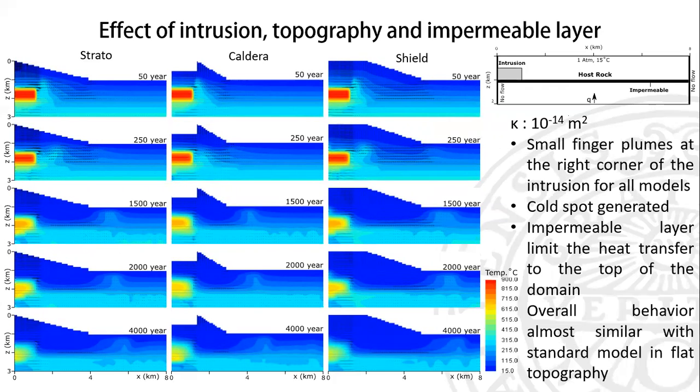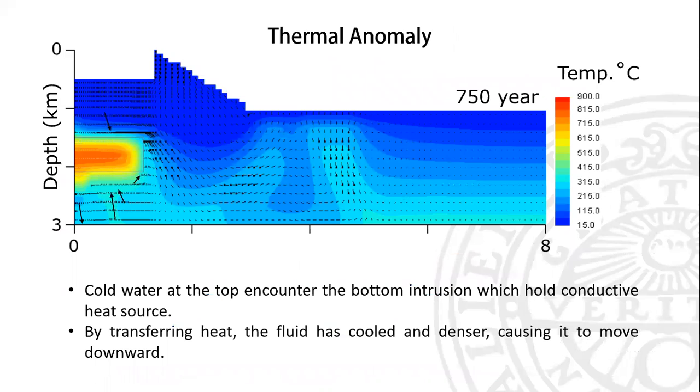As mentioned before, there is a low thermal anomaly which always shows up in models with an added layer, even when the impermeable layer is placed just below the intrusion. This figure presents a closer look at the anomaly. This anomaly occurs when the cold water at the top encounters the bottom of the intrusion.